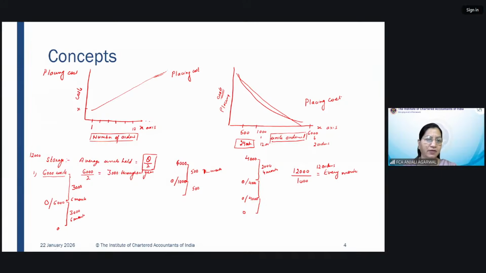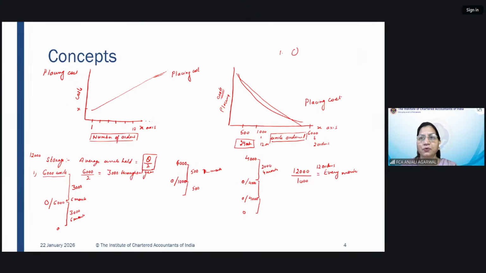Similarly, when you have ordered 6,000 units, you will be holding 3,000 units throughout the year. When you order 1,000 units, you will be holding 500 units throughout the period. When you order 4,000 units, you will be holding 2,000 units for the entire period. For every 4 months, 4, 4, 4 thrice, you will be holding on an average 2,000 units. So I'll repeat this concept.